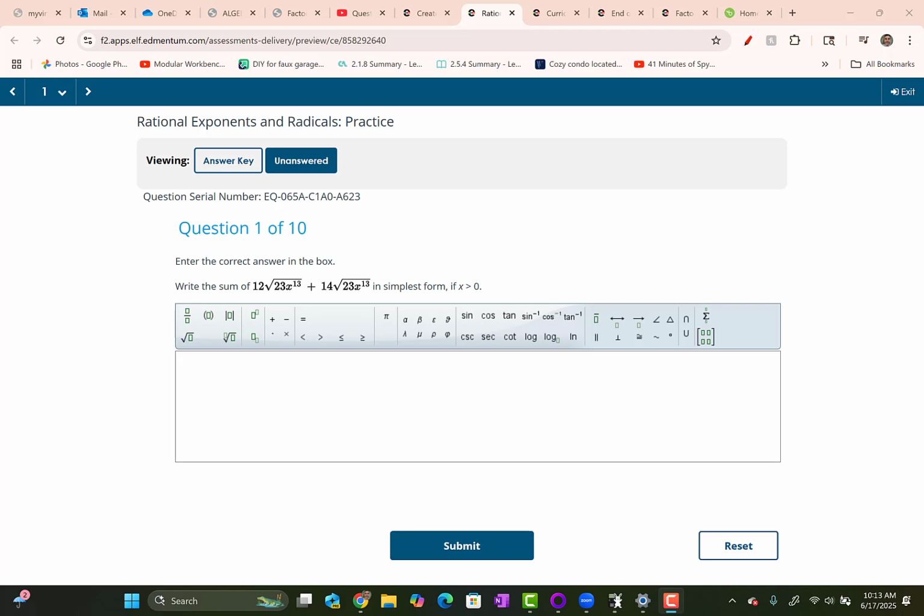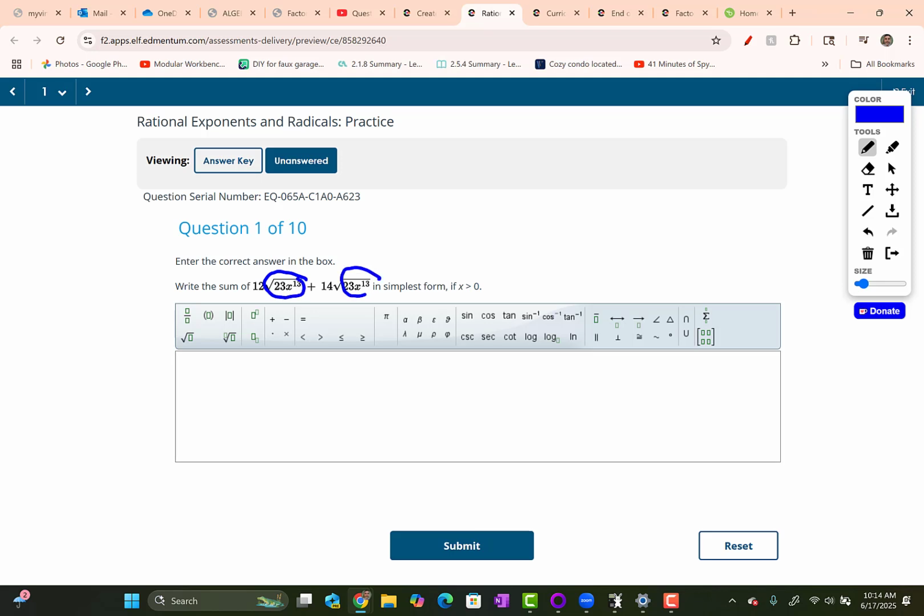Question 1. Write the sum of 12 radical 23x to the 13th plus 14 radical 23x to the 13th in simplest form. So the first thing that I will notice is that everything underneath the radical is identical. Those are called the radicands. The radicands are identical, so since they are identical, we can just add the coefficients out front.